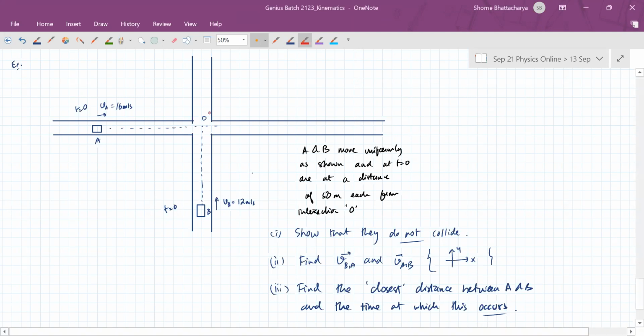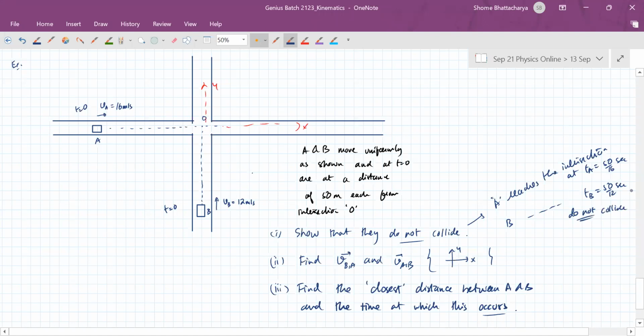Okay, so taking this as our reference frame, so this is our x-axis and this is our y-axis, suppose. So you can see that in ground frame, with uniform velocity, they do not collide. We can see that very easily because A reaches the intersection at TA equal to 50/16 seconds and B reaches the intersection at TB equal to 50/12 seconds. So they don't reach simultaneously. So they do not collide.